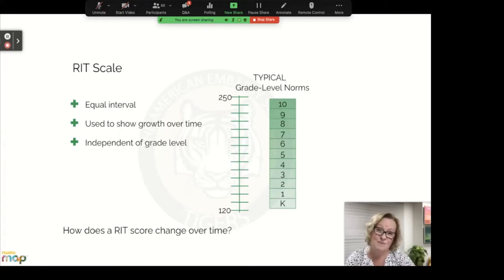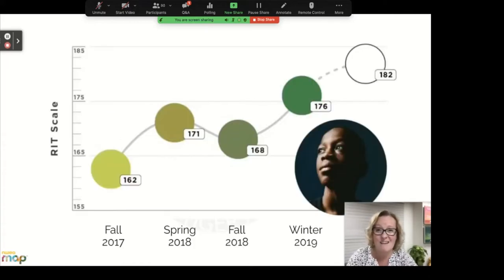So how does this RIT score change over time? Now, if we're looking at this over time, typically at the beginning of the year, we'll see it a little bit lower. And then growth is measured throughout the entire year, and we'll see it go up in the spring. Typically, we'll see it go down then in the fall because of that summer brain drain. And that's just typical, but students rebound quickly. And when they are tested again, we'll see it go up. So it's normal to see it fluctuate.